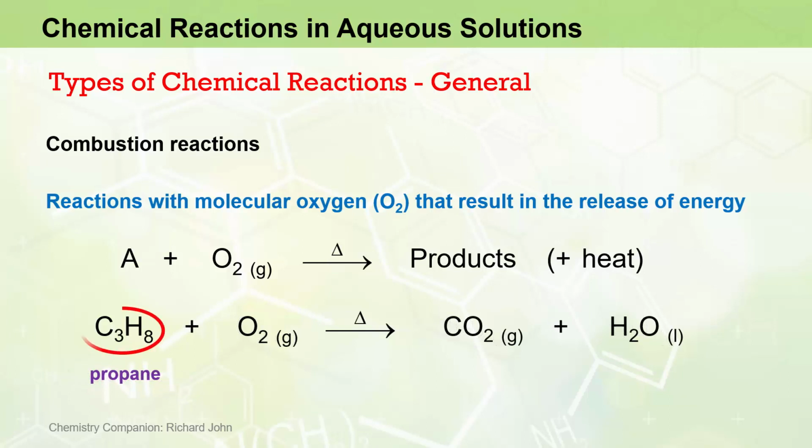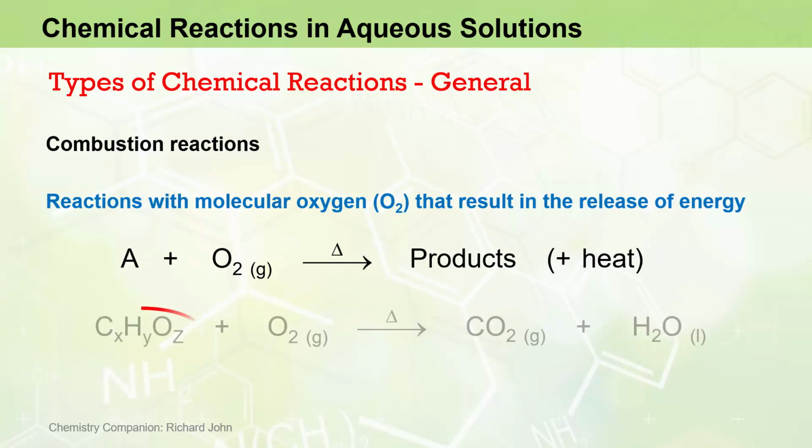And you may recall an example we saw earlier with the combustion of propane, C3H8, where we were able to write down an unbalanced chemical equation based on the general reaction pattern, and then we could subsequently balance the equation by placing the appropriate stoichiometric coefficients in front of each substance.